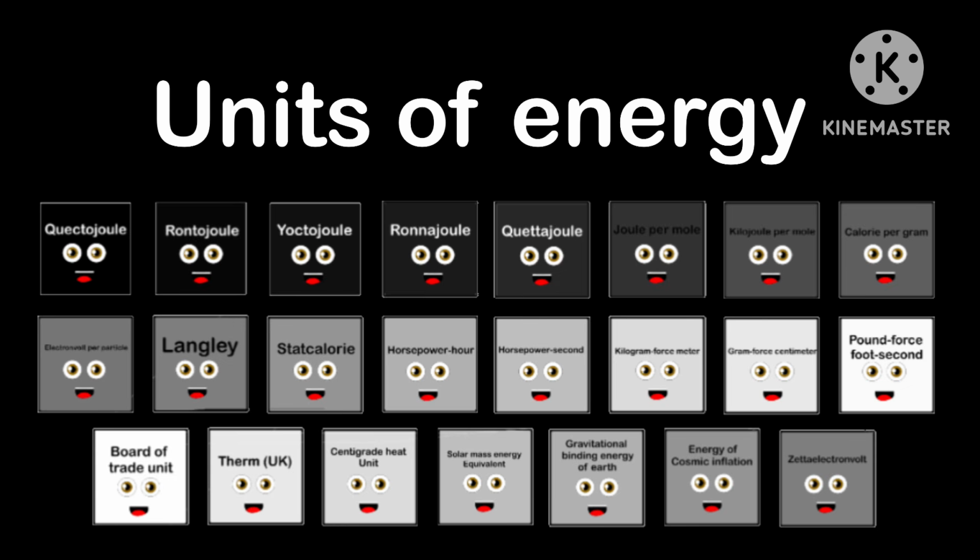Hi there, I'm the solar mass energy equivalent. I'm 1.79 times 10 to the 47 joules. Gravitational binding energy of the Earth, I'm 2.24 times 10 to the 32 joules, you know. On the energy of cosmic inflation, I'm estimated to be around 1 duovigintillion joules. That's 1 sextillion electron volts. I'm used in ultra high energy cosmic rays.